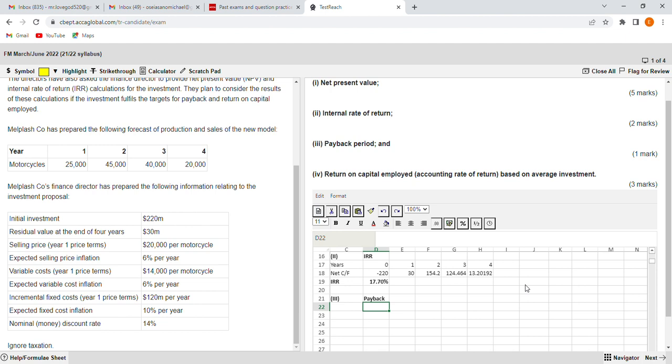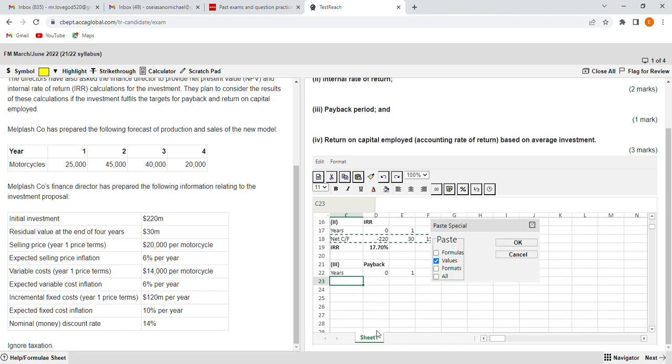The payback is also very, very simple. Are you getting me? The payback is very simple. So you start with your years. So let's just copy everything here. Copy, paste them. And what do you need again? You also need your net cash flows. Copy everything here. Let's paste as values. Okay.